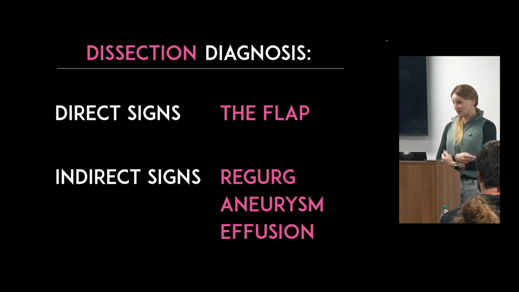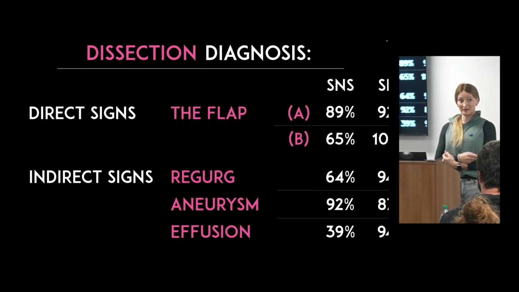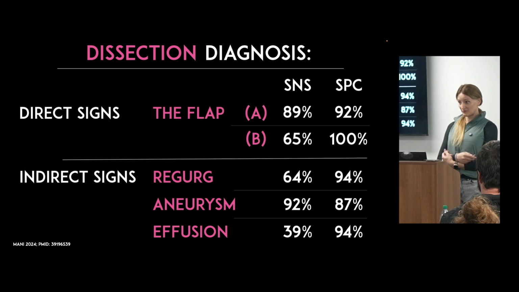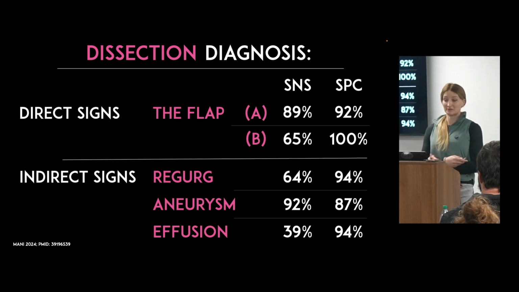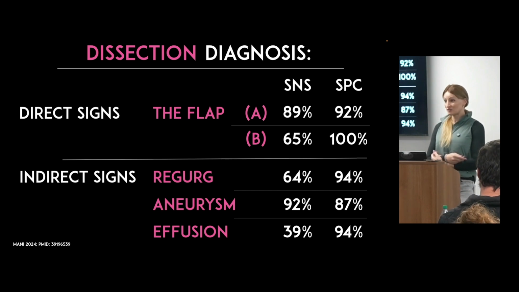Now, we're actually pretty good at diagnosing this at the bedside. Look at these specificities: 92% specific, 100% specific. This is a meta-analysis of 16 studies, 4,569 patients. And the indirect signs are pretty specific, a little less sensitive. That's actually how I use it. If I have a suspicion and I don't see it, they're going to the CT scanner, right? But if I see it, I'm acting on it.